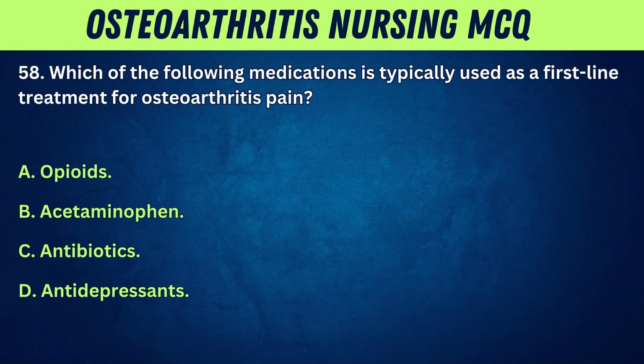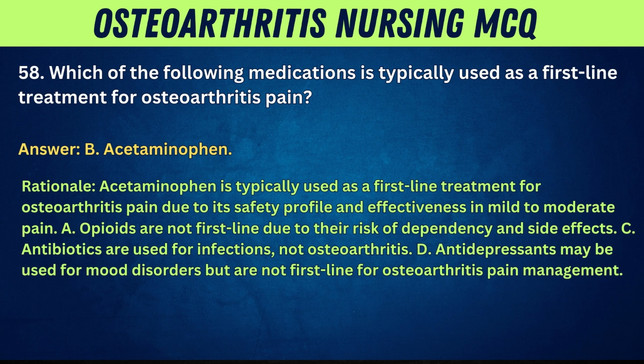58. Which of the following medications is typically used as a first-line treatment for osteoarthritis pain? A. Opioids. B. Acetaminophen. C. Antibiotics. D. Antidepressants. Answer: B.